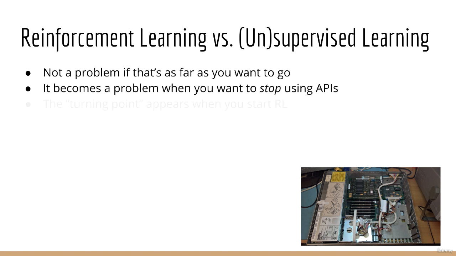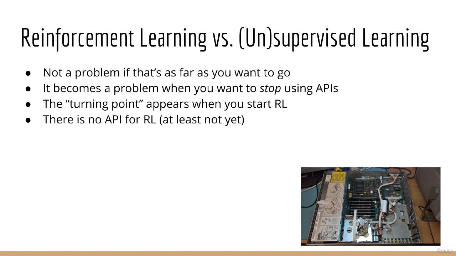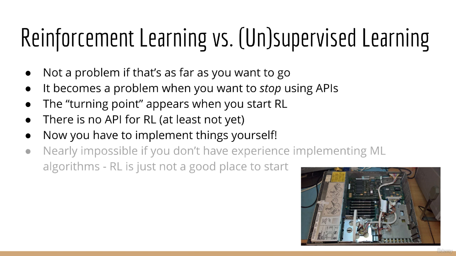This turning point appears when you want to learn how to do reinforcement learning. There is no API for reinforcement learning, at least not yet. So what is one to do? Well, you have to implement those algorithms yourself. The problem is, if you have no experience implementing machine learning algorithms, reinforcement learning is not a good place to start.